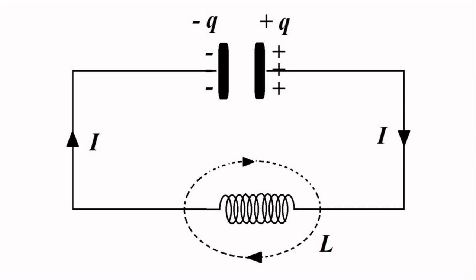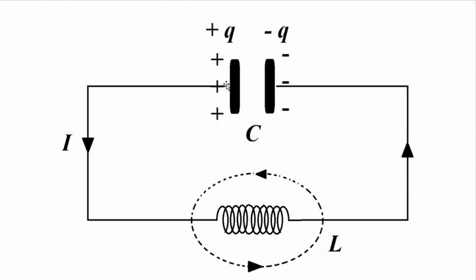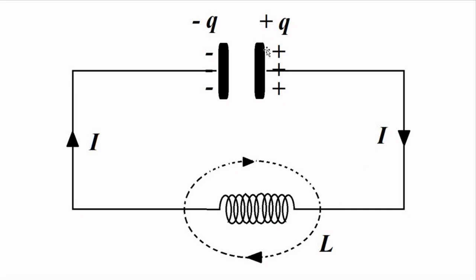Initially it was in the anti-clockwise direction, because the left plate was positive and the right plate was negative, and current was flowing in the anti-clockwise direction. But in this case the current is flowing in the clockwise direction, because in this stage the capacitor is discharging in the opposite direction.